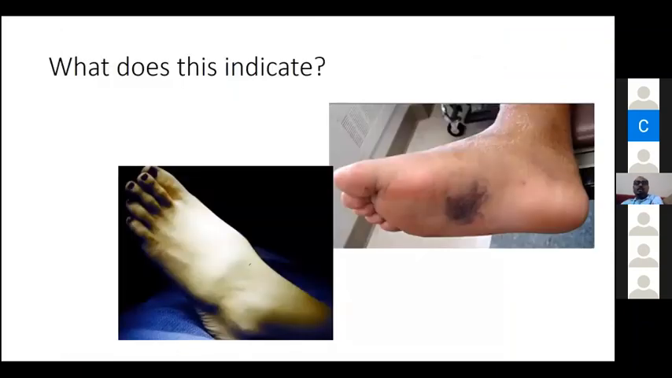Okay, coming to trauma again. So what does this indicate? Plantar ecchymosis indicating Lisfranc injury. Midtarsal. Lisfranc injury. What is Lisfranc injury? Sir, the Lisfranc ligament is a ligament connecting the base of the second metatarsal and the medial cuneiform. What are the different types of injury to that Lisfranc injury?